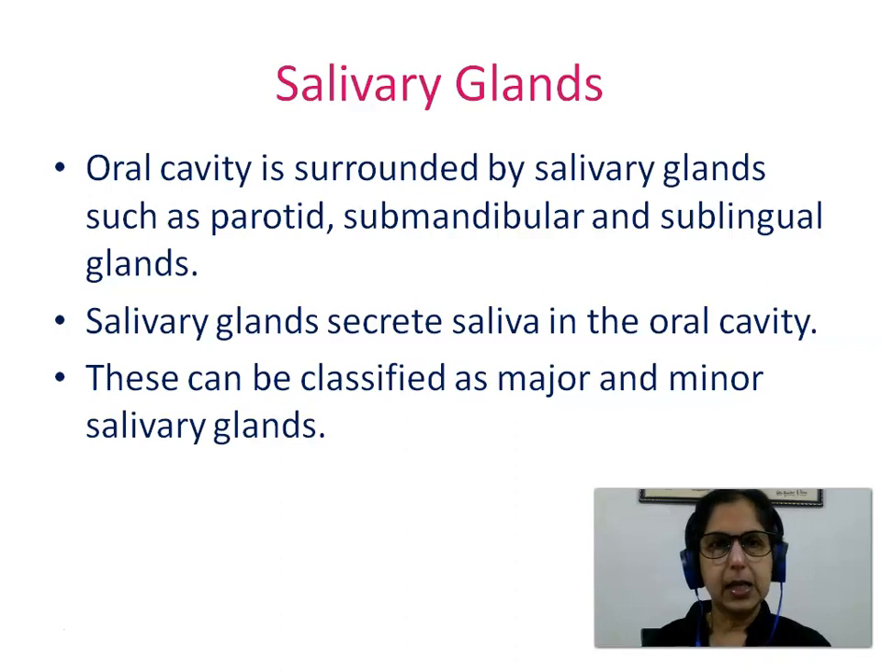Salivary glands. The oral cavity is surrounded by salivary glands such as parotid, submandibular and sublingual glands. Salivary glands secrete saliva in the oral cavity. These can be classified as major and minor salivary glands.